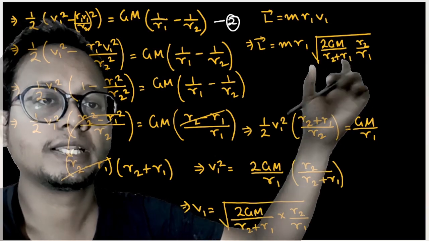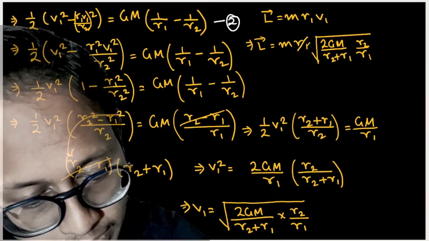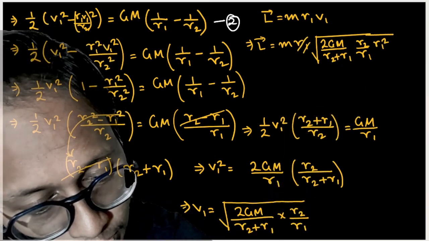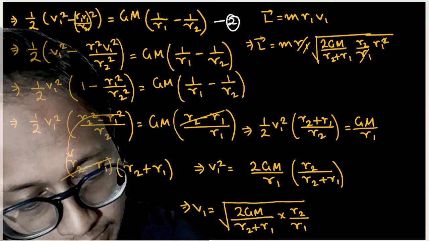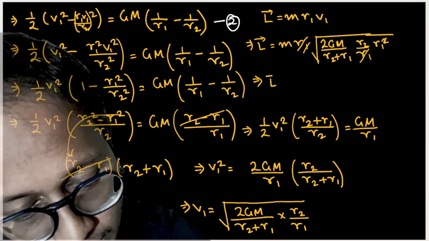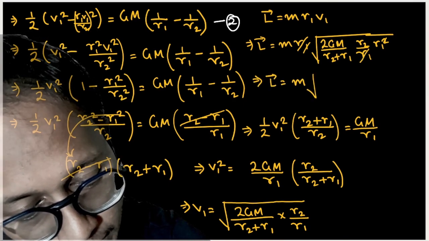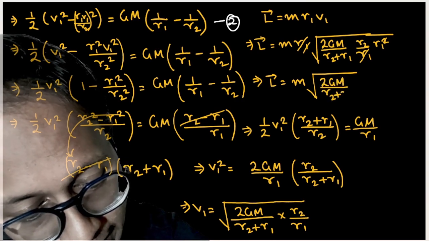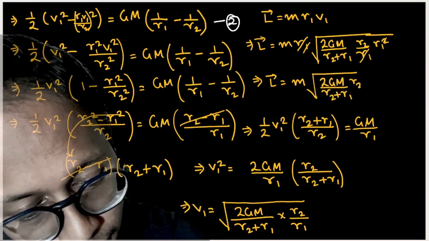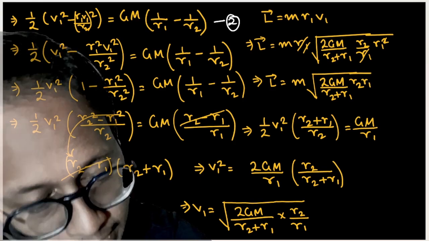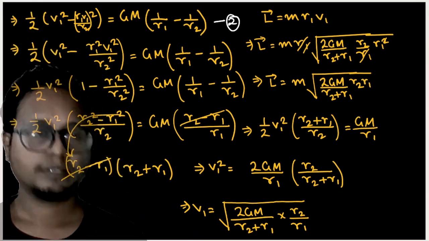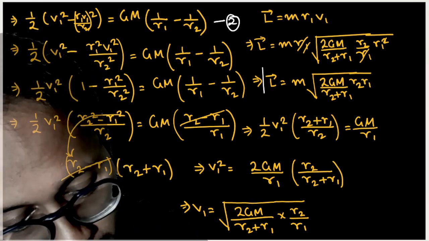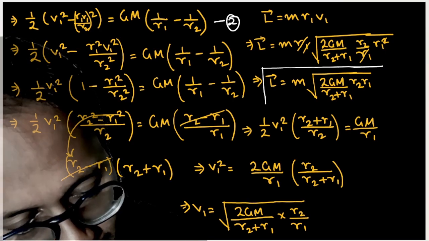And if I send this r1 inside the square root, it will become square. So r1 square and r1 got cancelled. So our angular momentum is nothing but m into under root of 2 GM by r2 plus r1 into r2 r1. Okay, this is our formula for angular momentum.